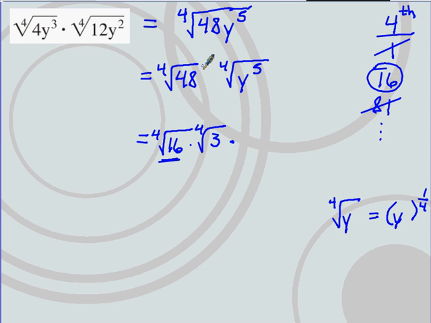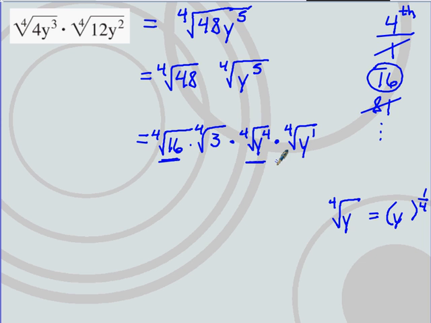So let's split this into something we know the fourth root of. Let's split it into the fourth root of y to the fourth, which she just told me I knew, times the fourth root of y to the first. Y to the fourth times y to the first is y to the fifth. I can split it.